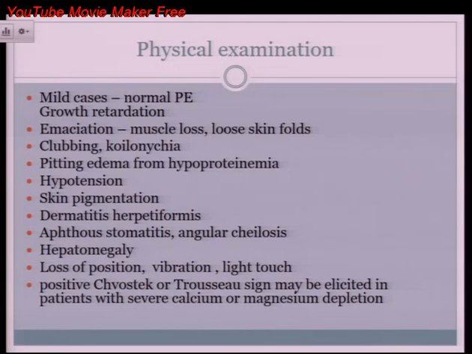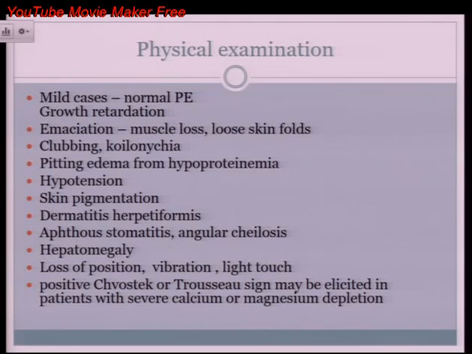They can have edema as a result of hypoproteinemia, hypotension, skin pigmentation, dermatitis herpetiformis. This is a very classic skin finding in patients with celiac. It's called dermatitis herpetiformis, and I have a slide on that. Because of all the vitamin deficiencies, they can present with angular stomatitis and angular cheilosis. They can present with hepatomegaly. If they have neurological symptoms, they can present with loss of position, vibration sense, and light touch.